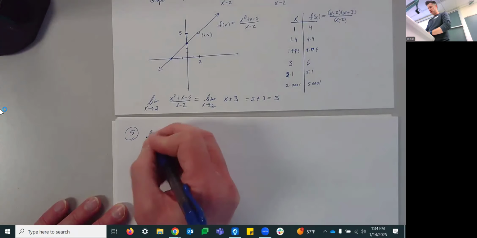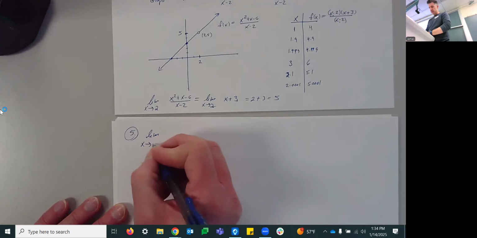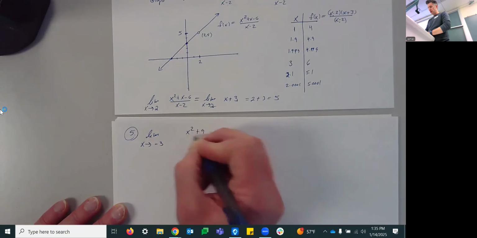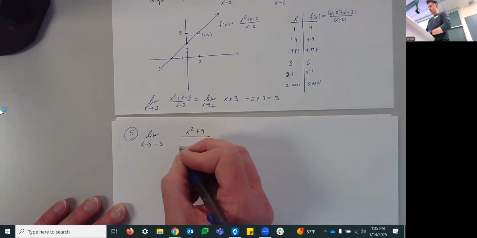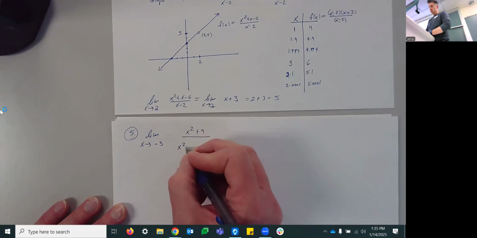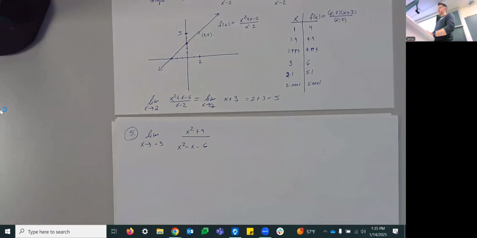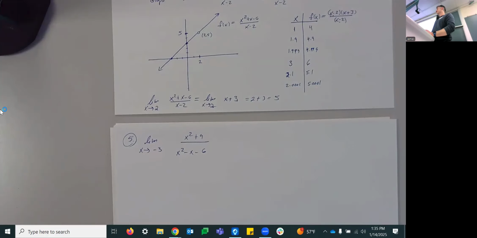So let's say we have the limit as x approaches -3 of x squared plus 9 over x squared minus x minus 6. So it's always good to check to see what's happening here, because sometimes people try to write things that look like they're going to require more work than they're actually going to require. So what should we do first? Factor is what I would do second. What'd you say? Plug it in.